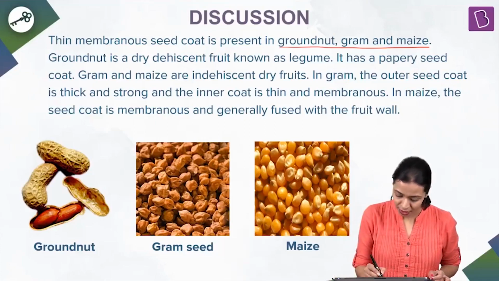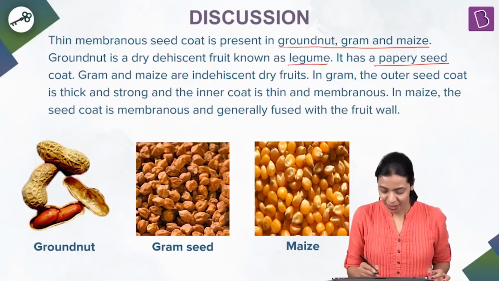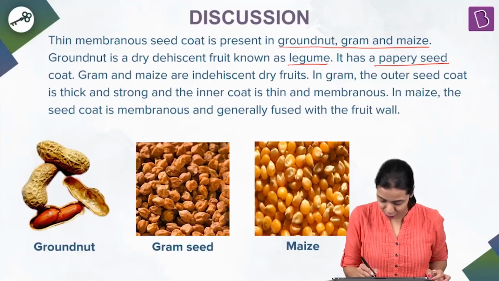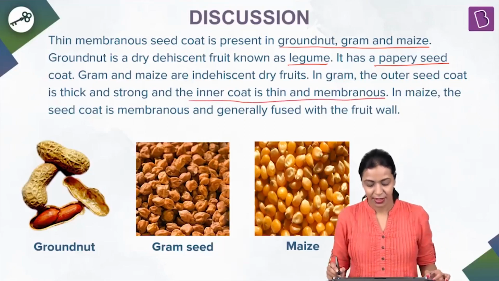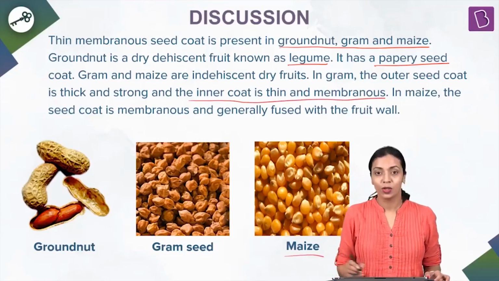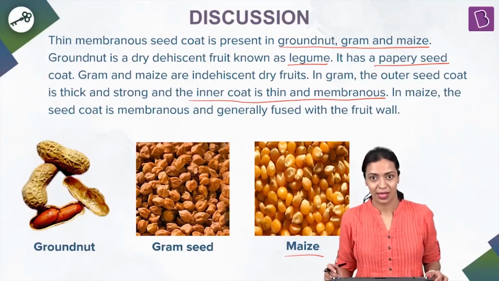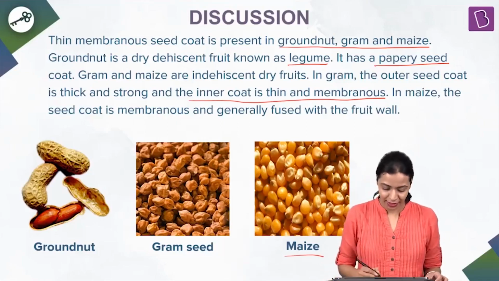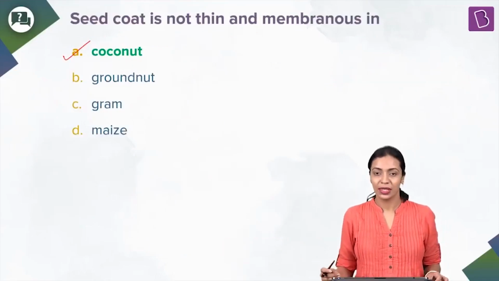Okay, so groundnut is known as the legume. It has a papery seed coat. Gram and maize, being dry, indehiscent fruits, produce seeds which also have thin and membranous seed coats. In maize, you can find that the seed coat would have fused with the fruit wall, which is also known as the pericarp. So the correct answer to this question is option A, coconut. Here the seed coat is not thin and membranous, it is comparatively thicker and hard.